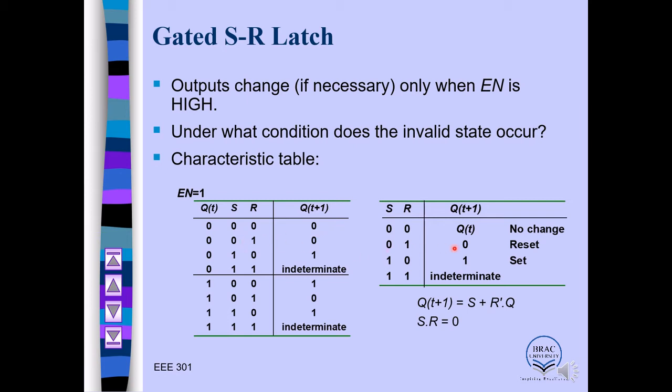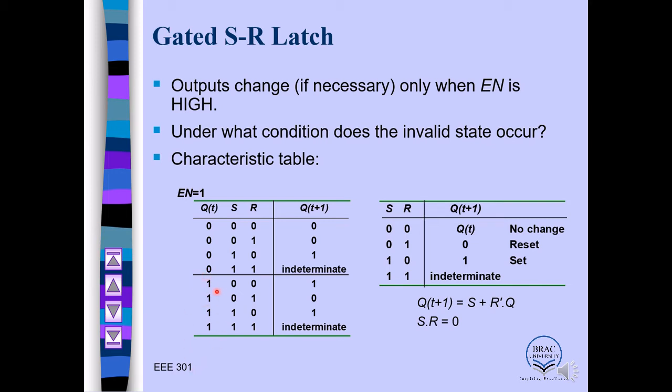For 0, 1, it is reset to 0. For 1, 0, it is set to 1. And for 1, 1, it is an intermediate state. So this is when your present state is 0.